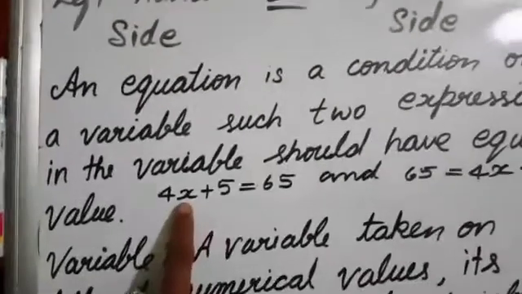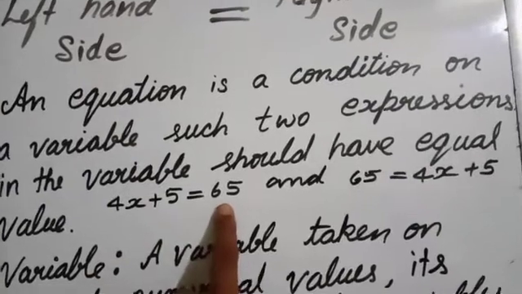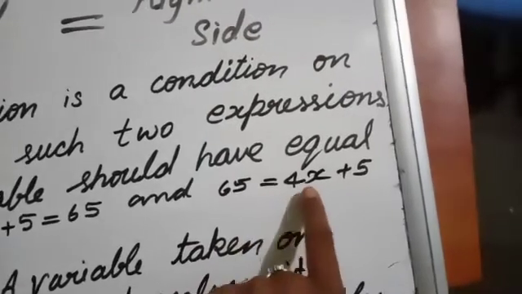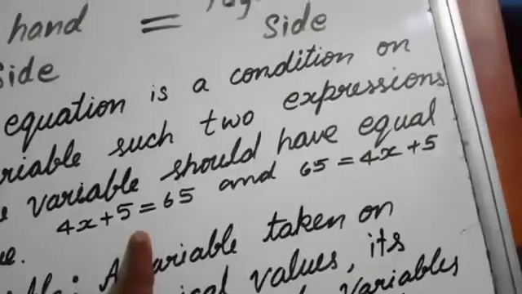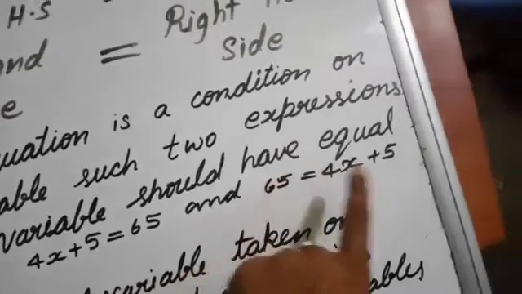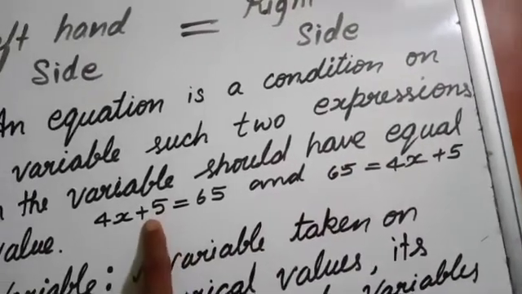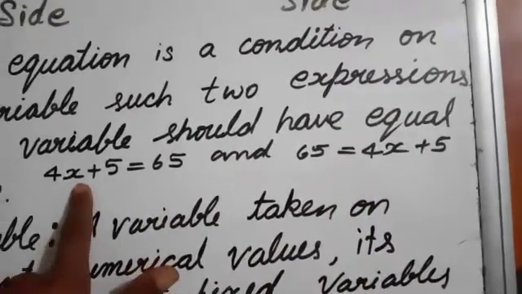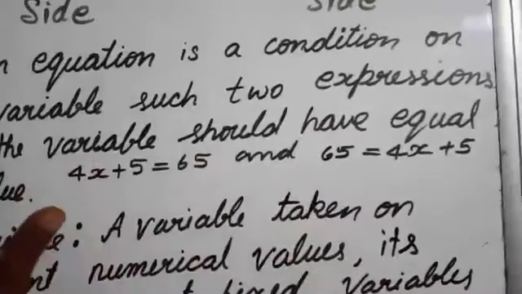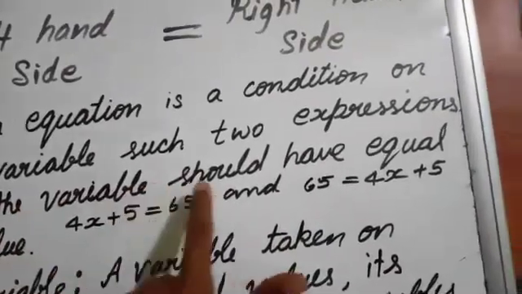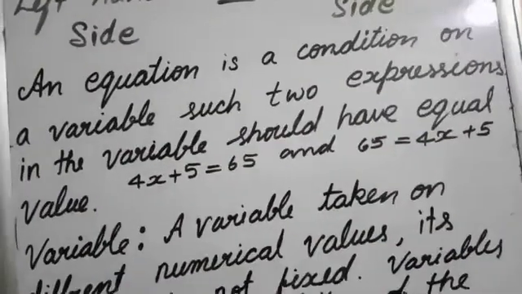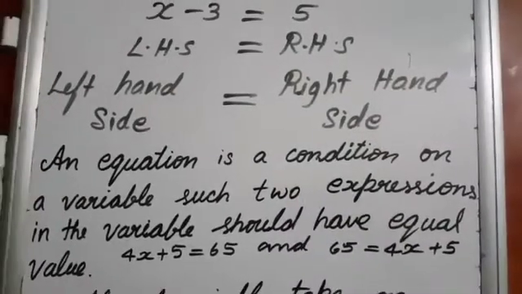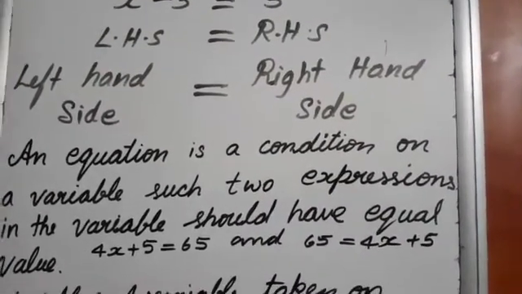See, for example, 4x plus 5 is equal to 65. This can be written as another equation, 65 is equal to 4x plus 5. If you find the x value, you will get the same value here, because it is an equation. It is written just in a different form, so you will get the same x value in both. So they are saying in the definition, in the variable it should have equal value. In the next lesson, when we are learning, we will understand better.